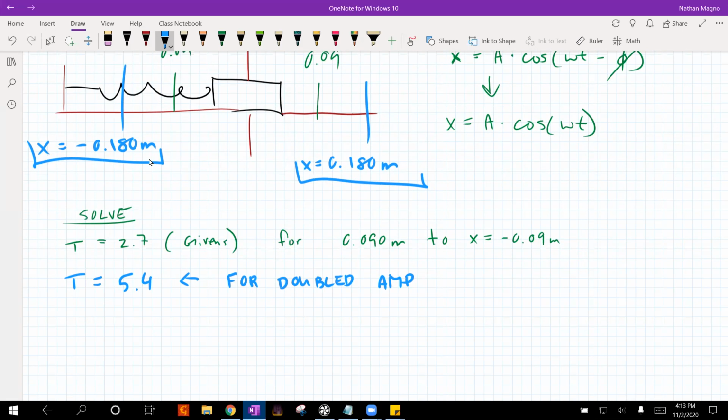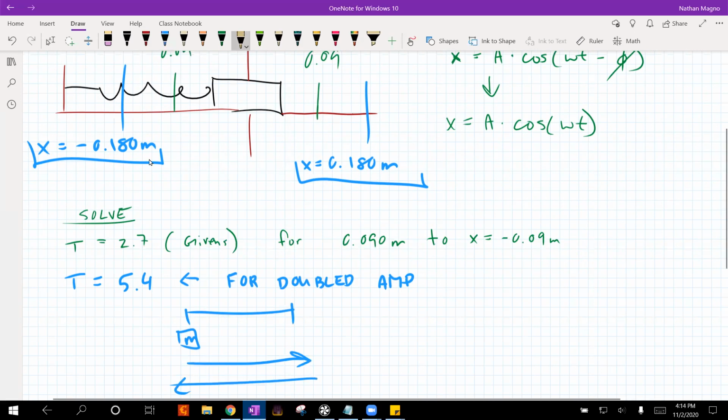So basically, we're trying to solve for half the period. So how long does it take for this block? If this is the period, going here and here, all we want is this length. How long does it take for the block to travel half the period? I hope that made sense.